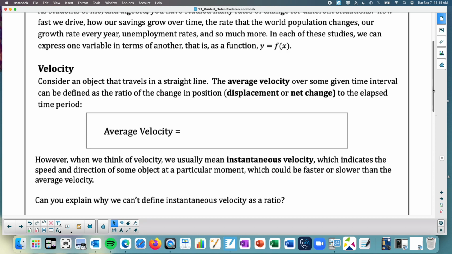Now this kind of already says it in there. Do you guys remember how to find the average velocity? The average rate of change? I mean, it's not wrong, but it's not right.